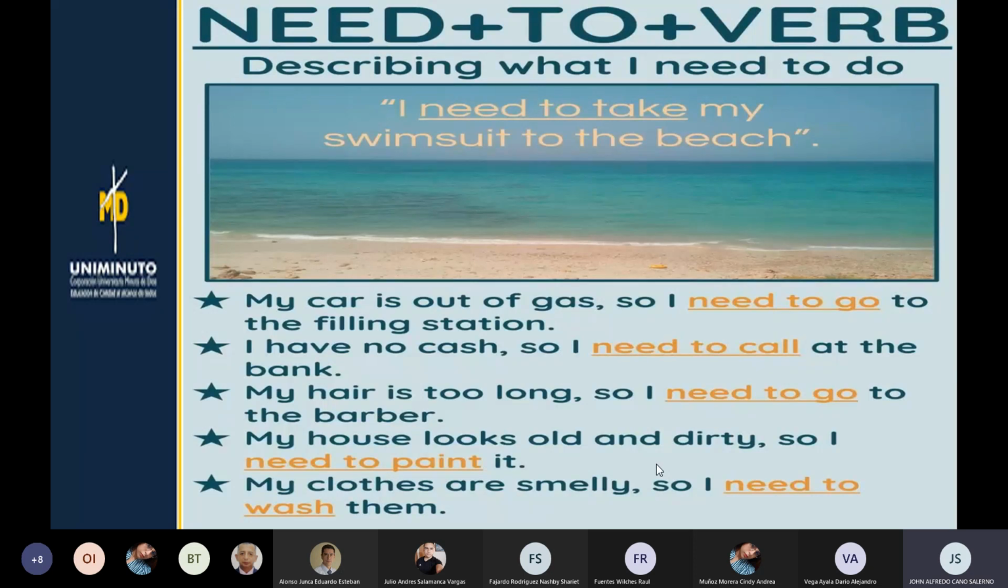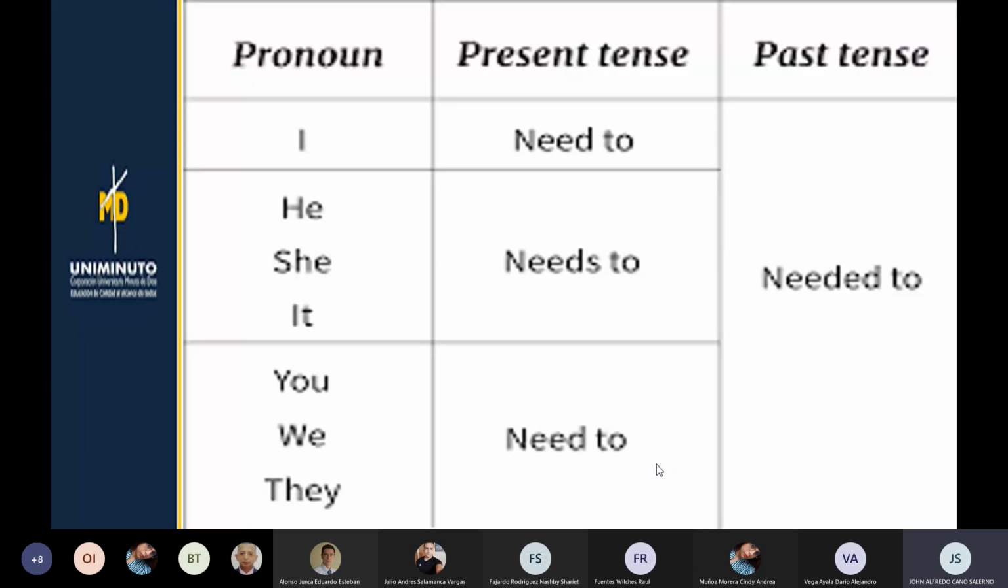It's very, very easy. So don't forget, here we have the pronouns, present tense, and past tense. The pronoun I, plus need to. It's like a yo necesito, I need to. Okay, in past tense, needed to. He, she, it needs to. In past tense, needed to. You, we, and they need to or needed to in past. Okay, don't forget. He, she, it needs to.